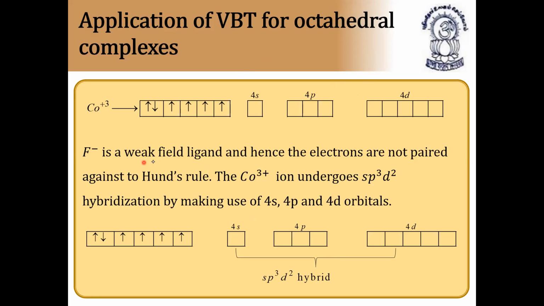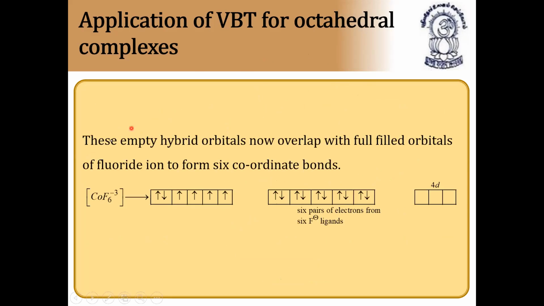Wherever weak field ligands are there, it is an outer orbital complex. Strong field ligands, inner orbital complex. Weak field ligands, outer orbital complex. Very, very important. Please note that. So these empty hybrid orbitals now overlap with filled orbitals of the fluoride ion to form 6 coordinate bonds. How many coordinate bonds? 6 coordinate bonds. So here 3d6 will be there, then 4s, 4p, 4d. So 6 pairs of electrons come from 6 fluorine ligands.